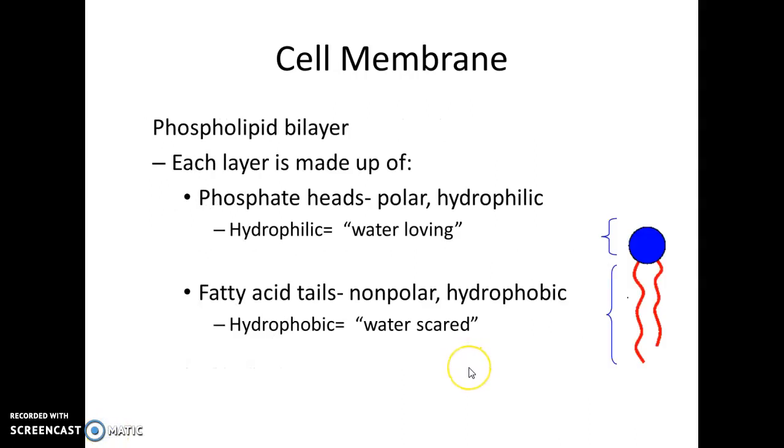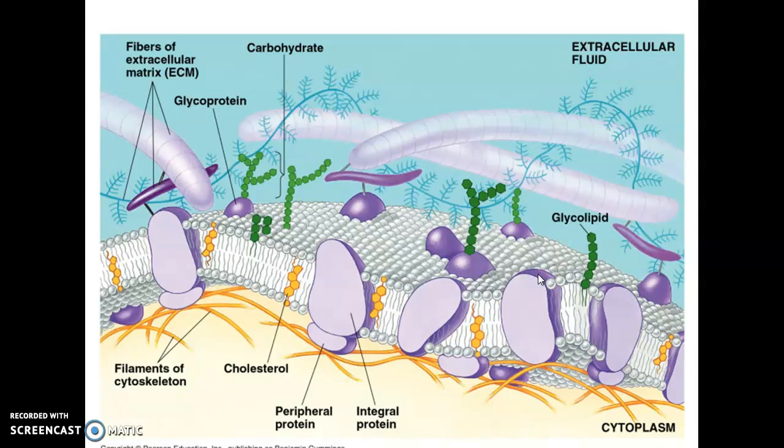So let's take a closer look at these phospholipids that the cell membrane is made of. This is a diagram of what it looks like, and it kind of reminds me of a balloon with two strings instead of just one. So the top circle is what we call a phosphate head, and it is hydrophilic, which means it loves water. The fatty acid tails are hydrophobic, which means they're scared of water. This allows us to have this really cool membrane structure.